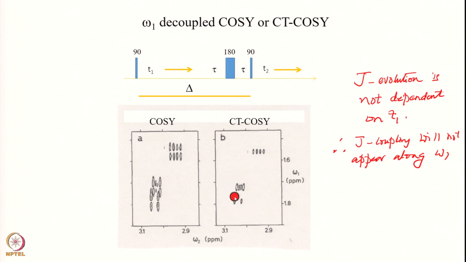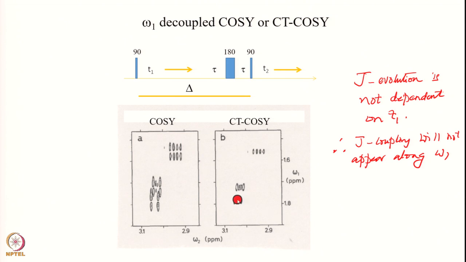Internally, some cancellations have happened within this multiplet. In the second one, some cancellations have happened, and this is because of the plus-minus character along the F2 dimension. If the peaks are close by, of course there is a cancellation there, whereas in this case there is no cancellation. Some cancellation is there, but you are still able to see the peaks in the middle, and here the peaks in the middle are gone.